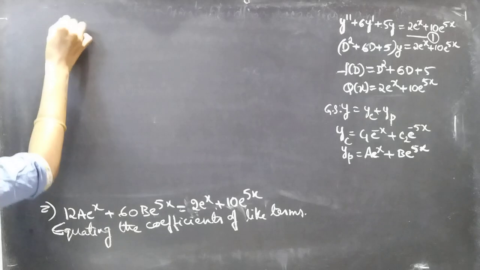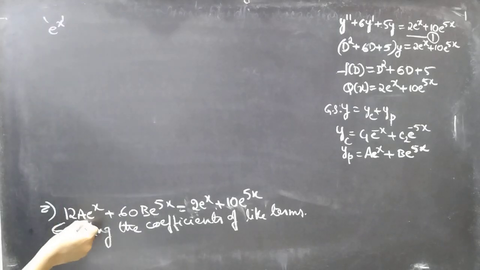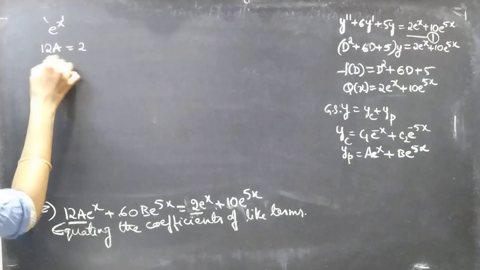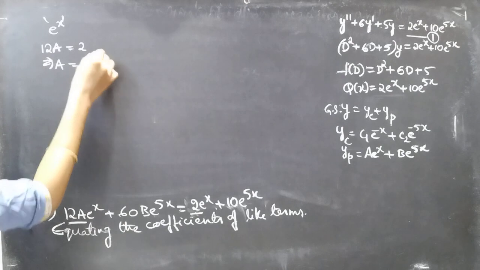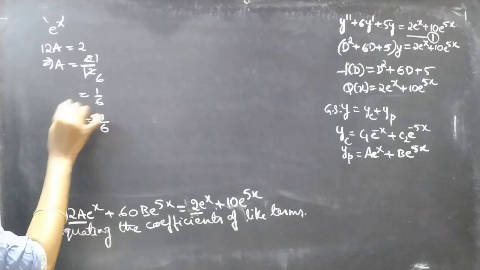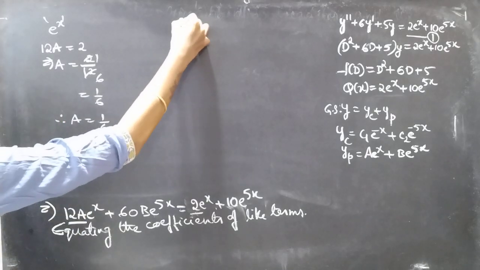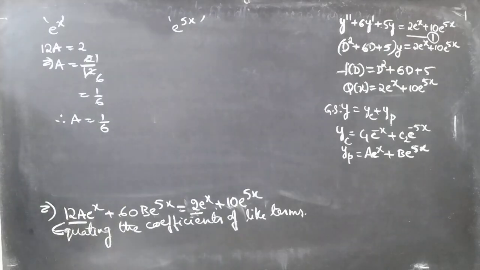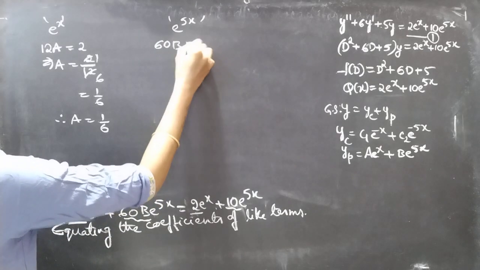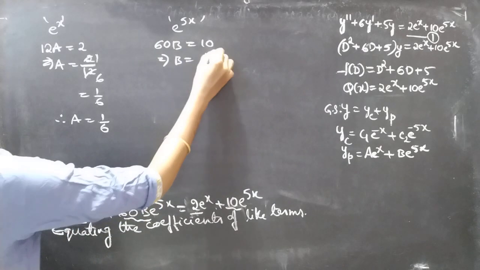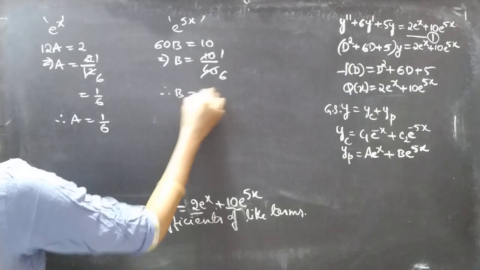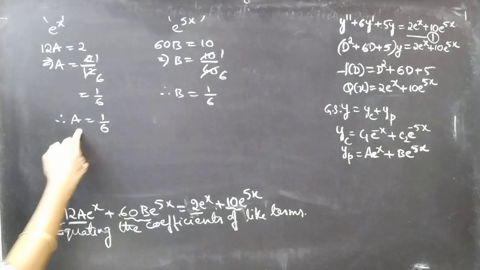I'll begin with e power x. Equate the coefficients of e power x. We'll get 12a equal to 2, which gives us a equal to 2 by 12. Therefore, a equal to 1 by 6. Now equate the coefficients of e power 5x. We'll get 60b equal to 10, which gives us b equal to 10 by 60. Therefore, b equal to 1 by 6, right? We got the values of a and b.